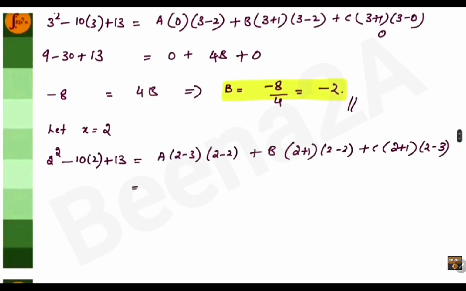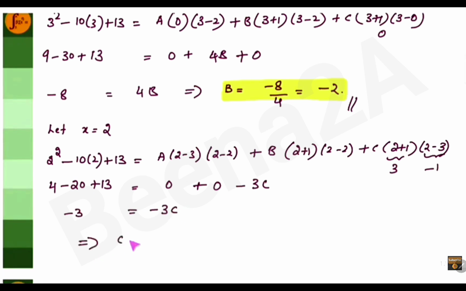So on solving this, we'll get 4 minus 20 plus 13, we'll get 0. This will be 3, this will be 0, minus 3c. This will be 3 and this will be minus 1. So minus 3c. And this is minus 3. Minus 3 is minus 3c. This is nothing but c is equal to minus 3 by minus 3. C is equal to 1.